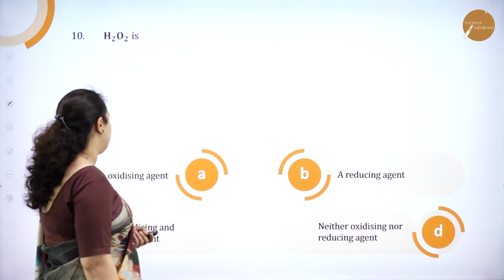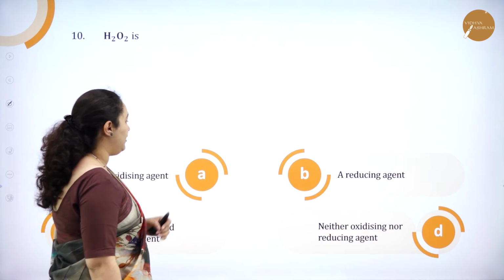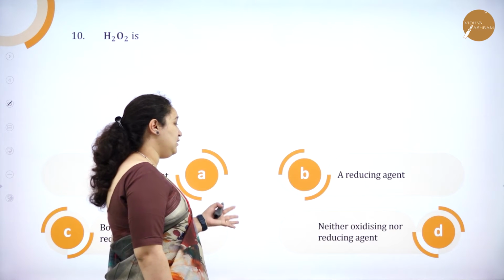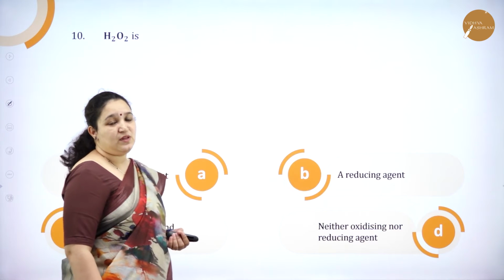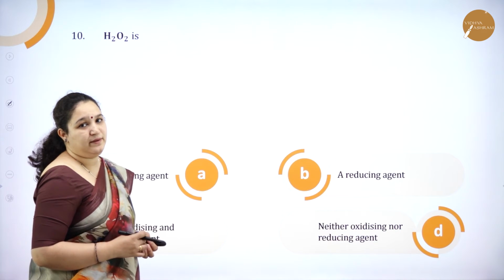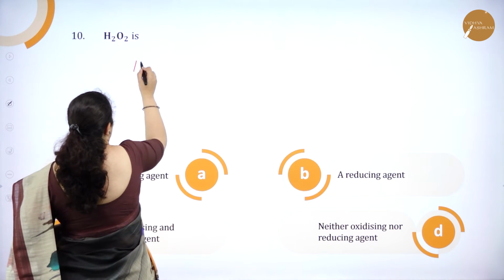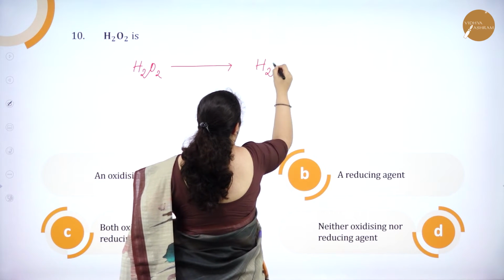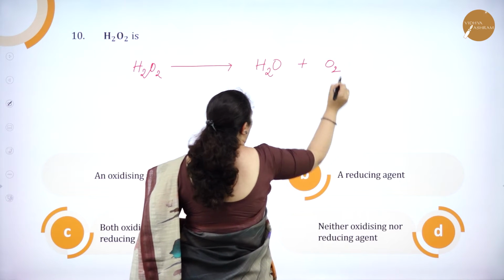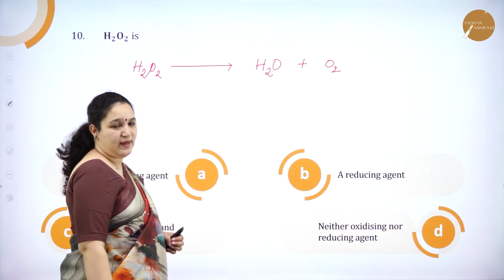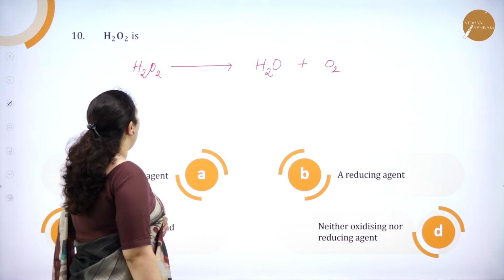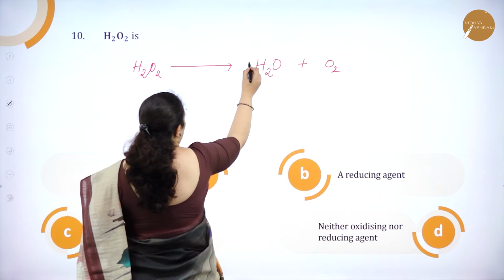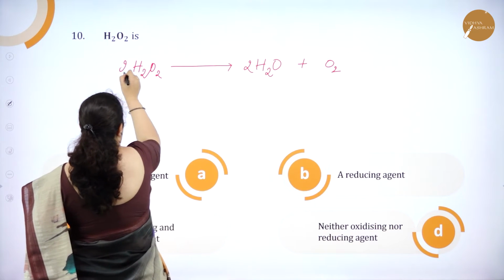Hydrogen peroxide is an oxidizing agent, a reducing agent, both oxidizing and reducing agent, or neither oxidizing nor reducing agent. So hydrogen peroxide, H2O2, left alone, will give out H2O and O2 gas. Here I have not balanced the equation. First we shall balance the equation.